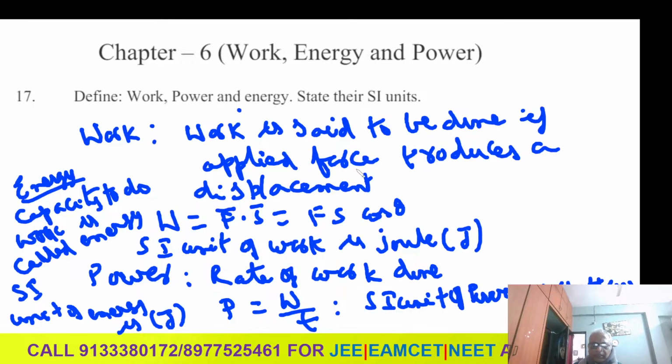Work is said to be done when the applied force produces displacement. When displacement is there, mainly work is done. W is given by the formula F bar dot S bar, or Fs cos theta. The SI unit of work is joule.